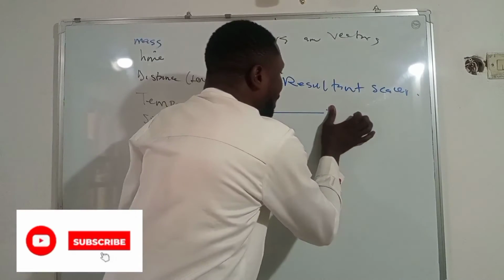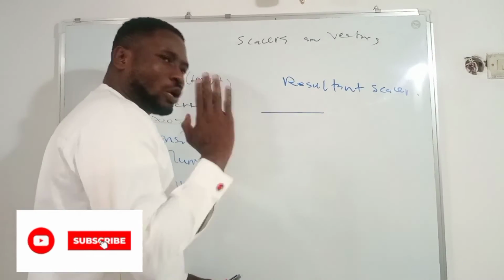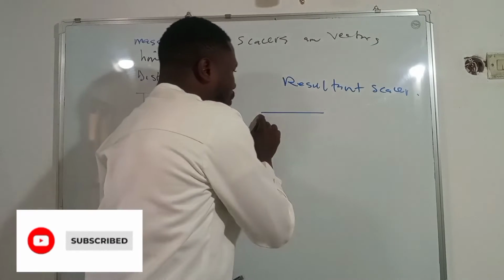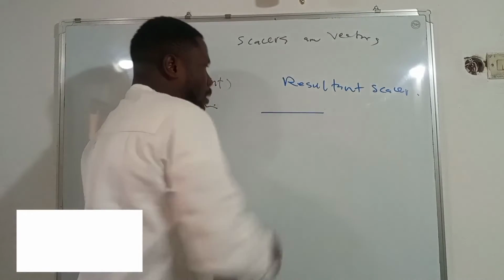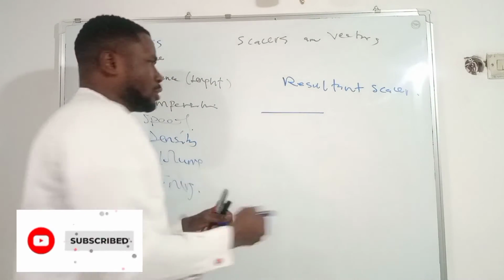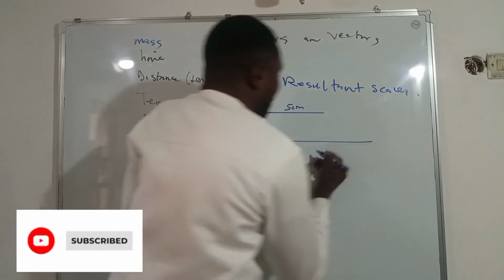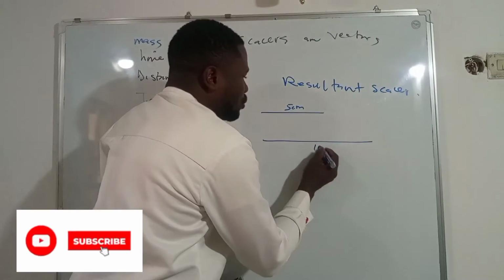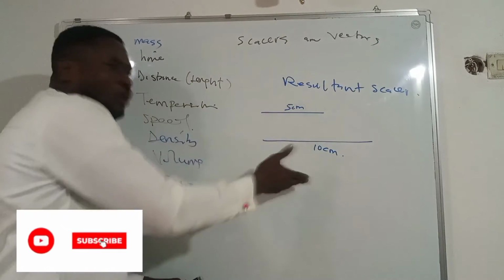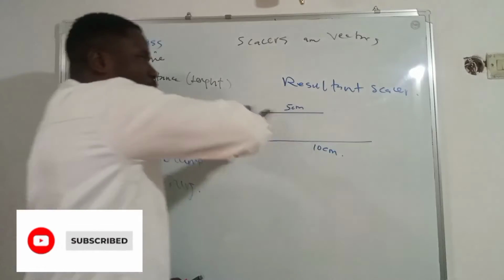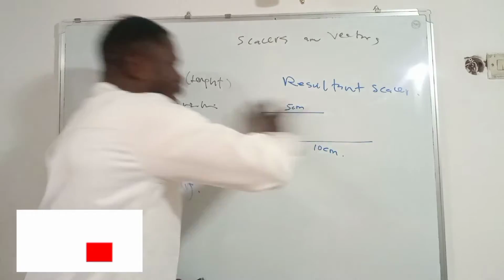But because we are looking at scalars, I will not indicate that arrow there. You can measure from here, putting the zero mark of your meter rule at this point, or you put it at this point. Supposing you have measured and you have here 5 centimeters, and there is another line, and you equally measure it and have 10 centimeters, and somebody asks, what is the resultant of this? What is the effective of this?